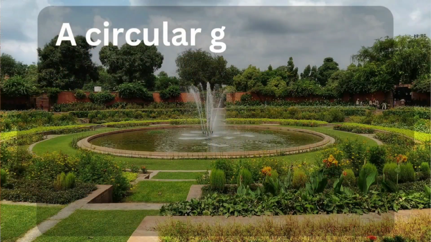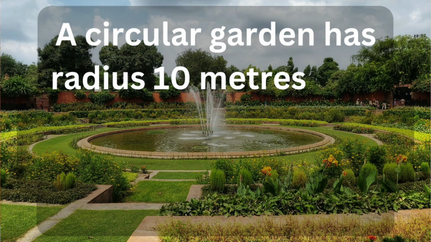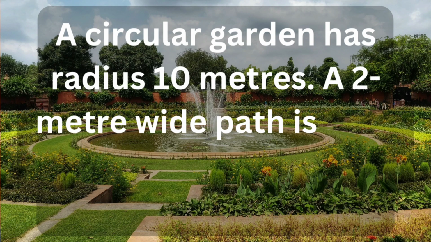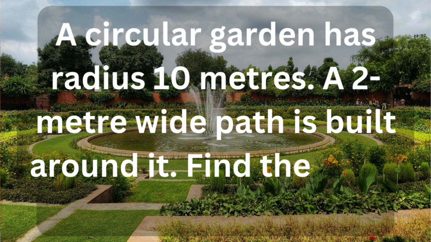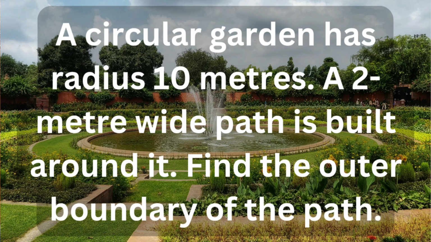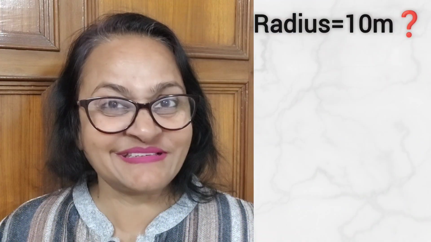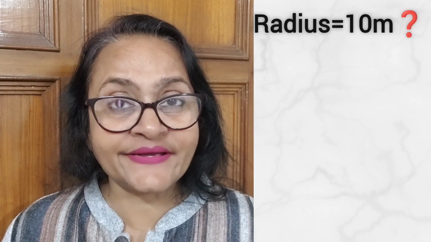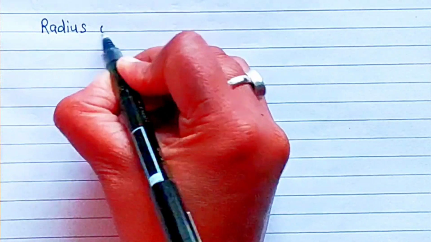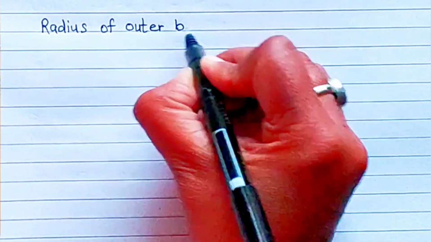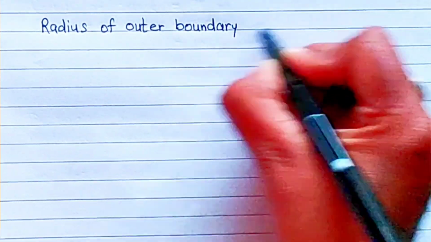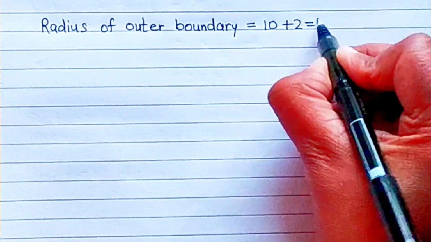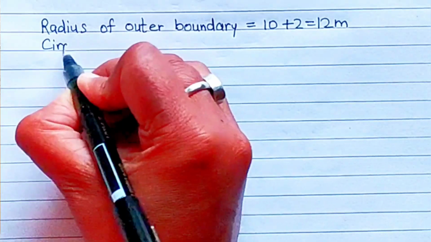Now next question. A circular garden has radius 10 meters. A 2-meter wide path is built around it. Find the outer boundary of the path. Now this question looks very easy, isn't it? Do we use radius 10 here? Because 10 is given as radius? No, we are not going to use 10 as radius. Because the path is outside. So the new radius will be 10 plus 2. That is equal to 12 meters.